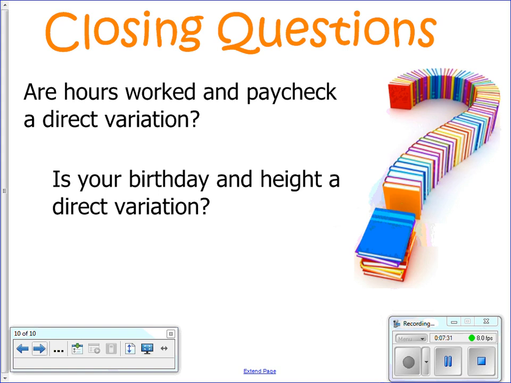So are hours worked and paycheck a direct variation? Yes. Is your birthday and your height a direct variation? No.